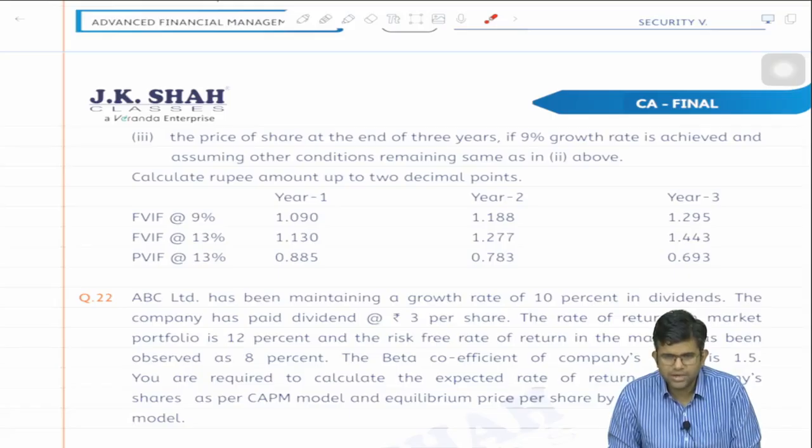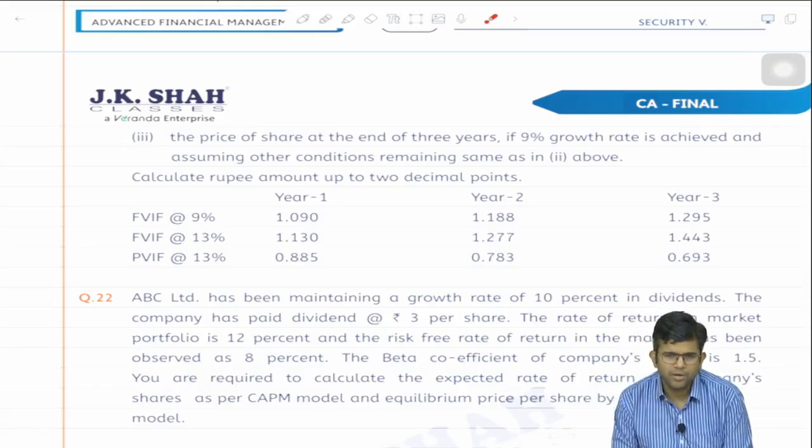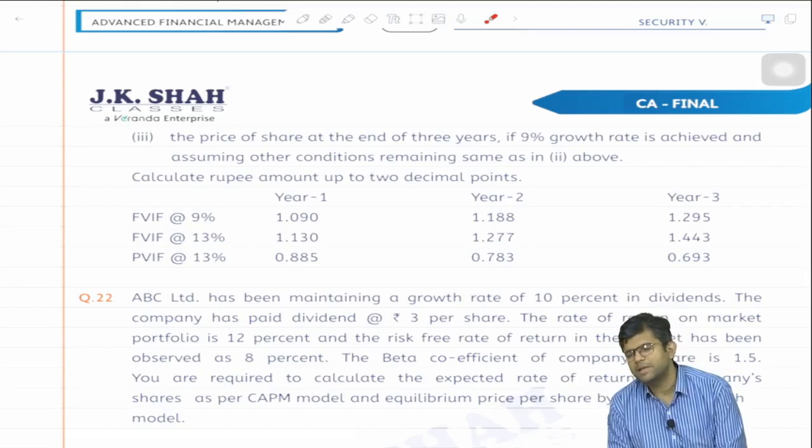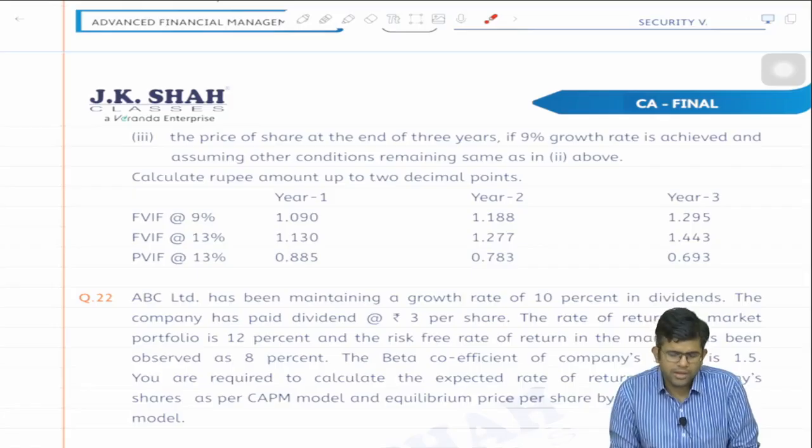In the notebooks, write point number 3. And write P3 equal to D4 upon KE minus G.